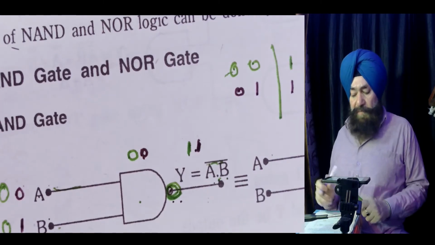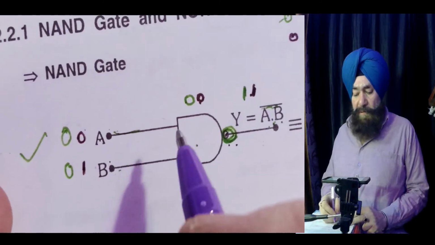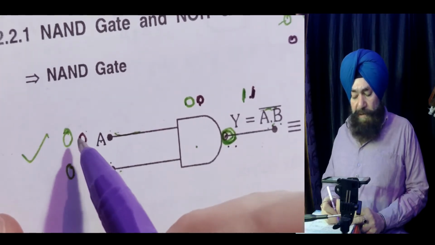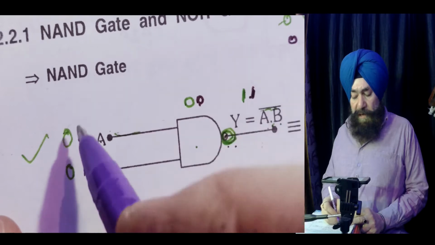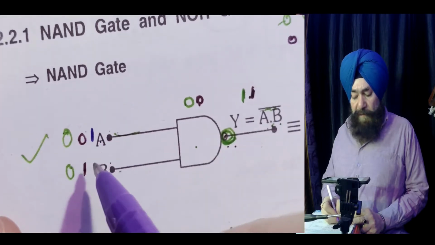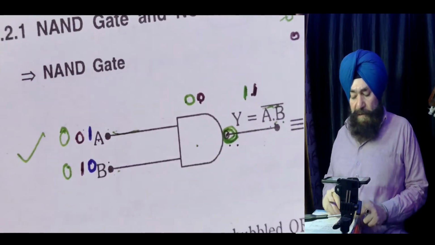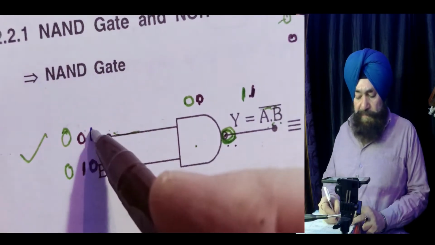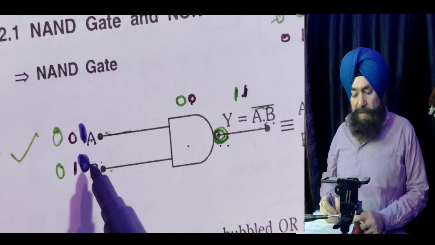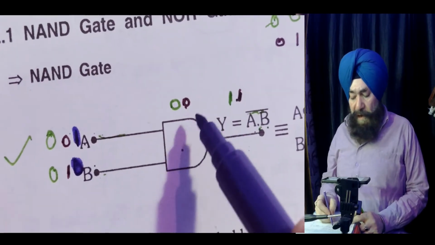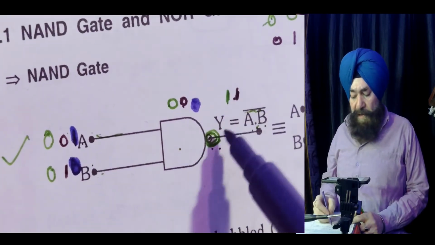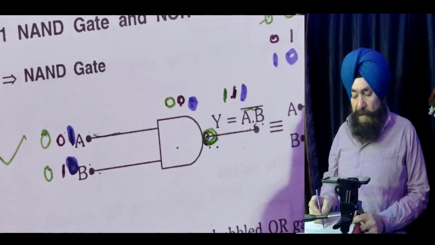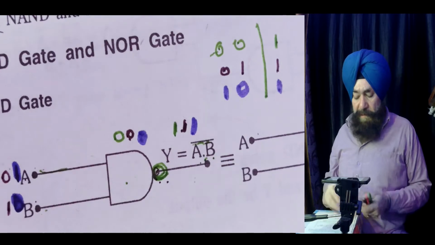Now coming to 1, 0. If I give 1, 0, then what happens? AND gives again 0, and the NOT makes it 1. So 1, 0 also gives 1.